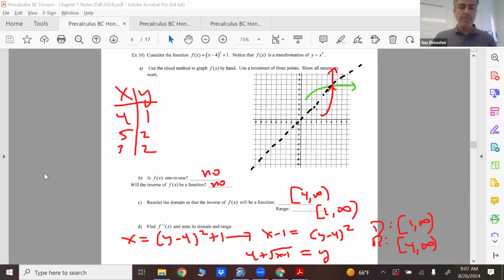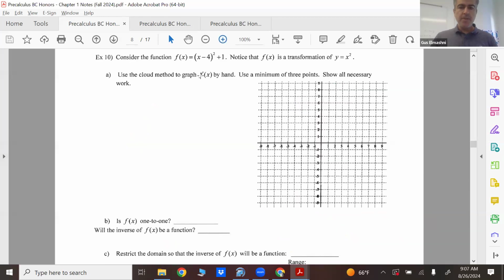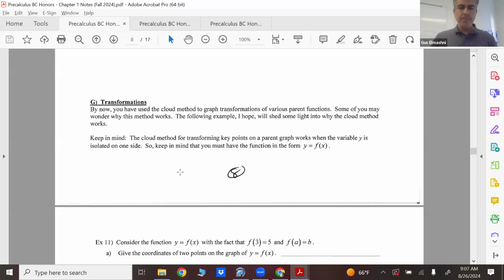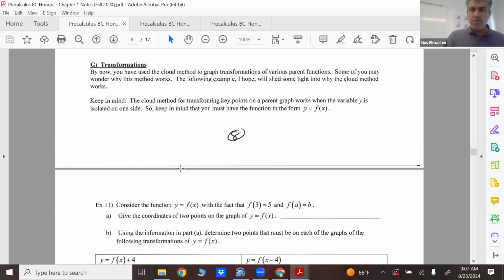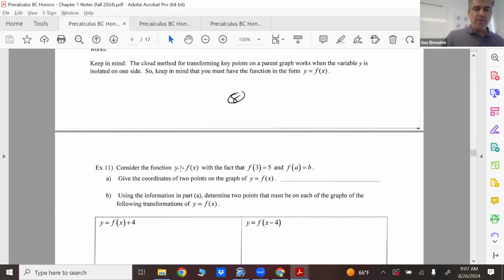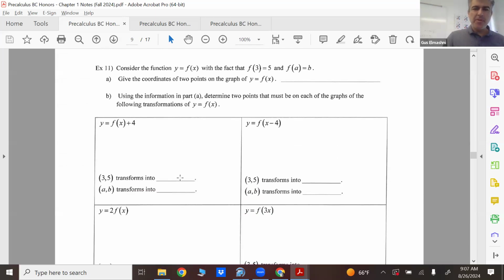What I just did. All right, now let's talk about transformations. So you guys should be pretty comfortable with transformations. So we'll just kind of get into it. Let's go on to example 11.